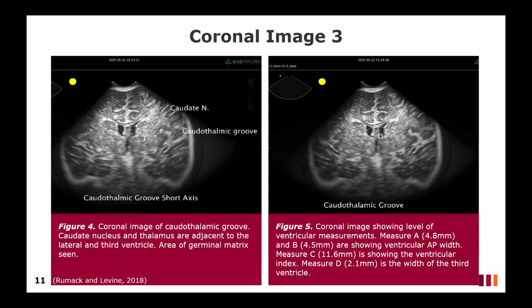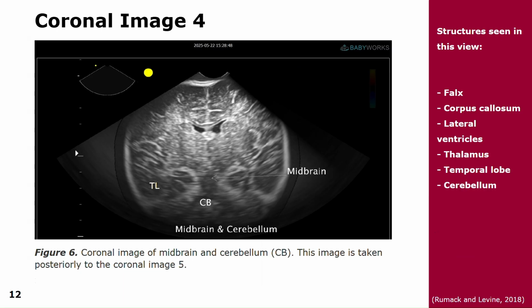AP width of both anterior horns, the ventricular index, which is the distance between the most lateral part of the ventricles to the falx, and the width of the third ventricle quantify our search for symmetry. Continuing posteriorly, the next coronal image shows midbrain and posterior fossa. Although our focus is on intraventricular hemorrhage, this view could help us identify any cerebellar bleeds, as well as asymmetry in the choroid plexus and ventricles.